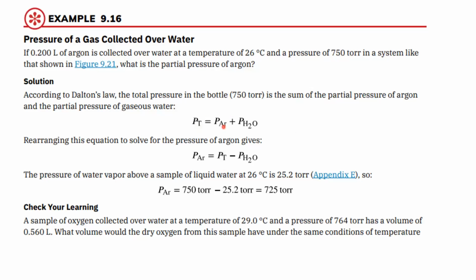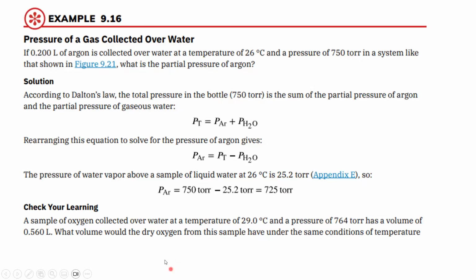Again, we can do that just based on Dalton's law of partial pressure. The total pressure of that system is going to be the sum of the pressures of the different gases. In this case, it's just the vapor pressure of water plus the pressure from the argon that's being produced. And again, it's 750 for the total minus the 25.2 from the vapor pressure of water, giving us 725 overall there.